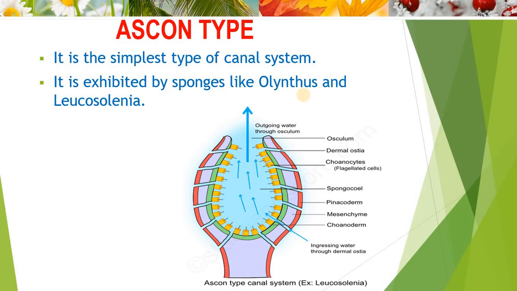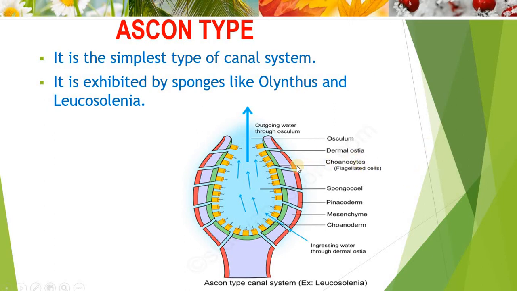The wall contains many pores called ostia, which will be explained with the help of the diagram. These pores are intracellular because each pore is formed by the perforation of a single cell called porocyte. All the ostia open into a central cavity called spongocoel, which is lined by choanocytes.